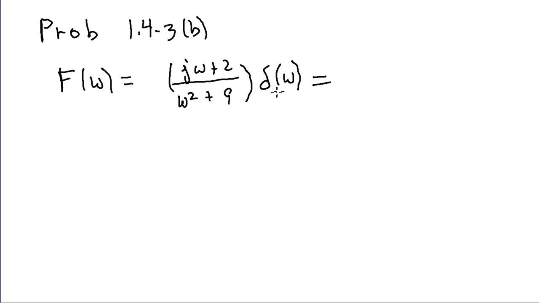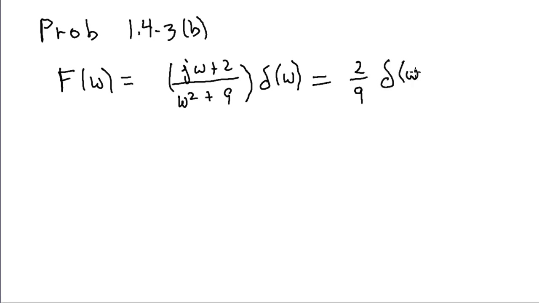This impulse is located at omega equals 0, and if we evaluate this function at omega equals 0, the numerator becomes j0 plus 2 or 2. The denominator is 0 squared plus 9 or 9. So the function we're multiplying by the impulse just reduces to 2/9, and then we keep the impulse.